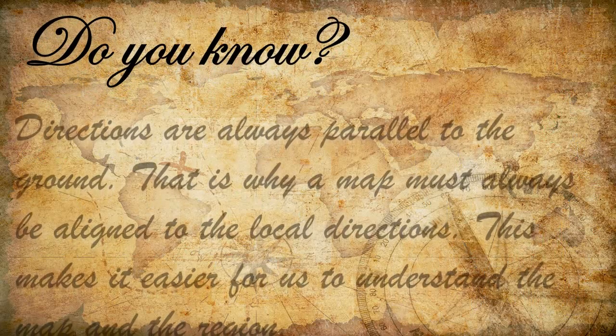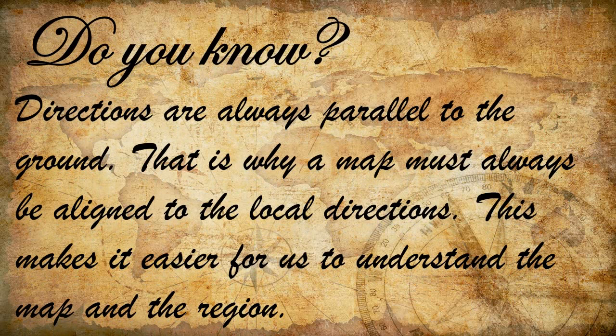Do you know? Directions are always parallel to the ground. Parallel means with the same distance between them for all their length. That is why a map must always be aligned to the local directions. This makes it easier for us to understand the map and the region. Students, directions are always parallel. A map is always aligned to local direction. That's why it's very easy for us to understand the map and the region of that particular place.